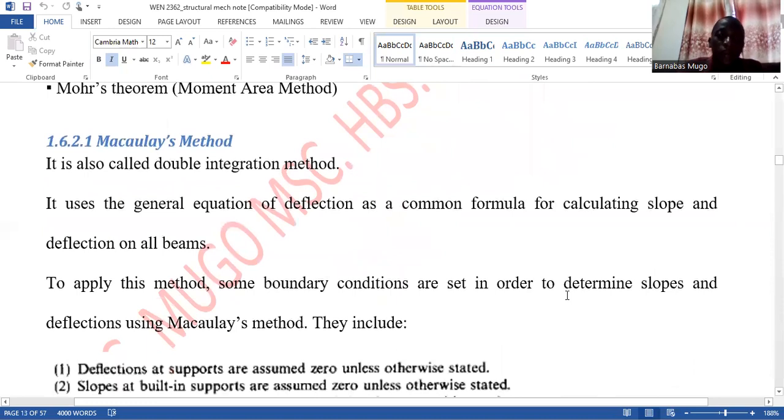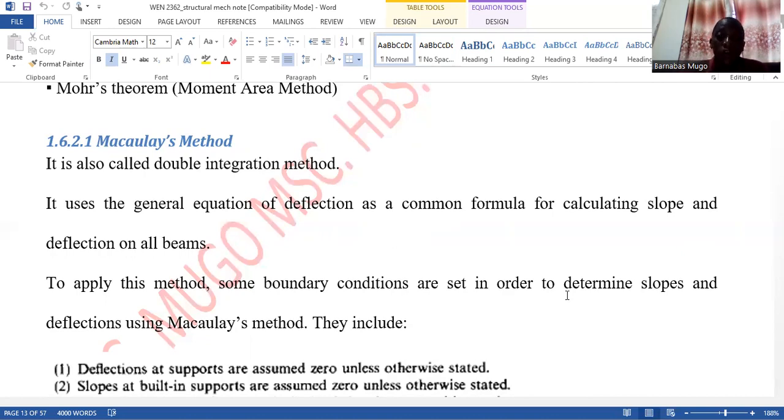In Macaulay's method, the double integration method, this is a method that utilizes two integrals of calculus. That is, you integrate the first time and you also integrate the equation a second time. The first time is going to give us the slope, and the second one is going to give us the deflection.